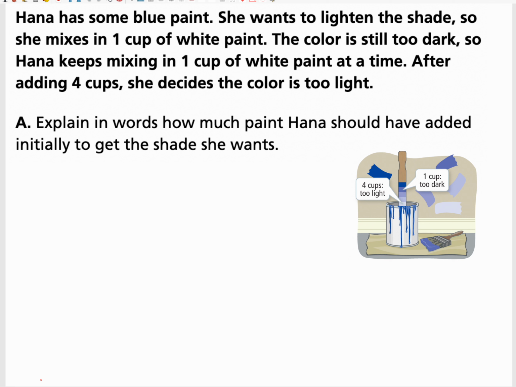She needed more than 1 cup of white paint because 1 cup wasn't enough. Then she got to 4 cups and that was too much. She needed somewhere in between that, right? We don't know how much. We don't know what she was looking for. It doesn't matter how much. But she should have added more than 1 cup and less than 4 cups of white paint. That's really what we're looking at.